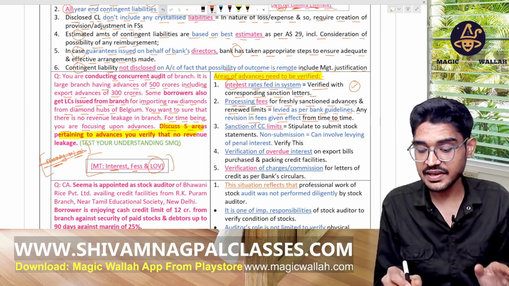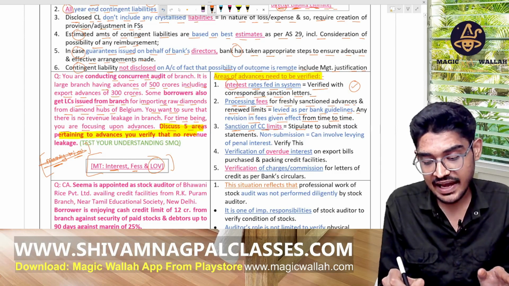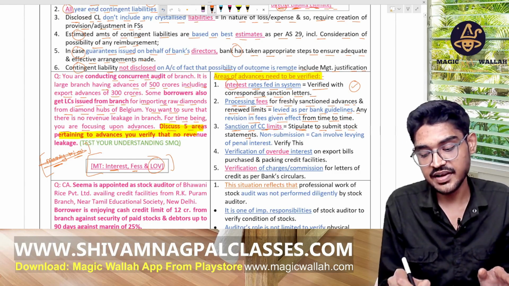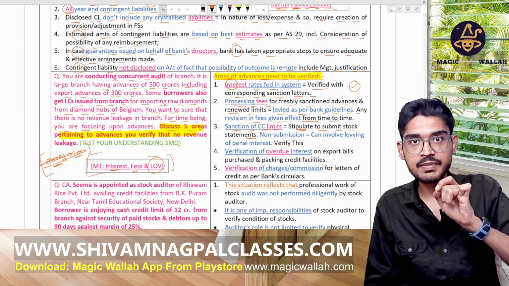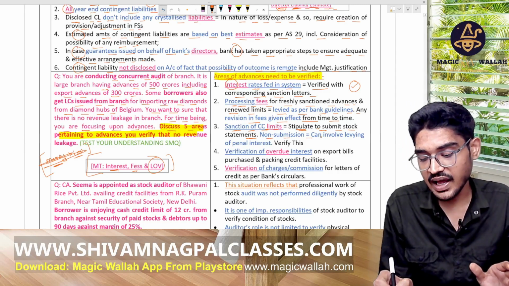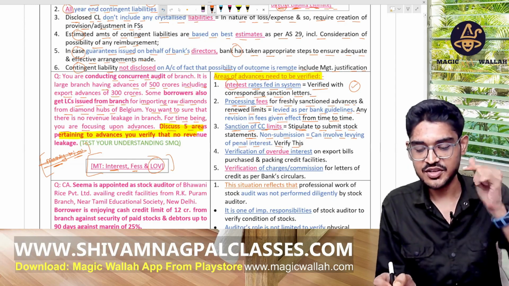By L we mean limit: sanction of CC limit. By L means limit. It is stipulated to submit the stock statement. The bank has to get the stock statement from time to time, you can say every 3 months. So non-submission can involve the levying of penal interest. Verify this. So L, then O.